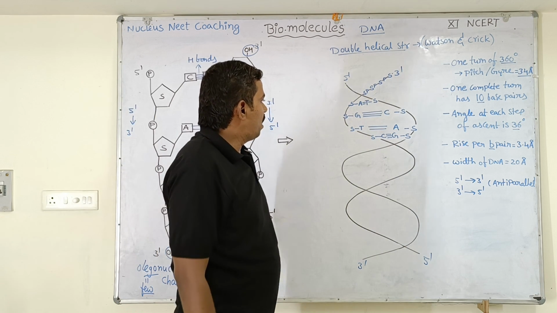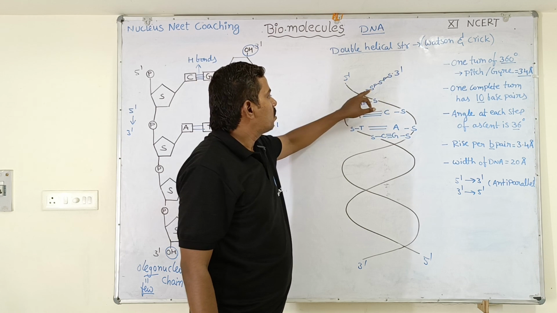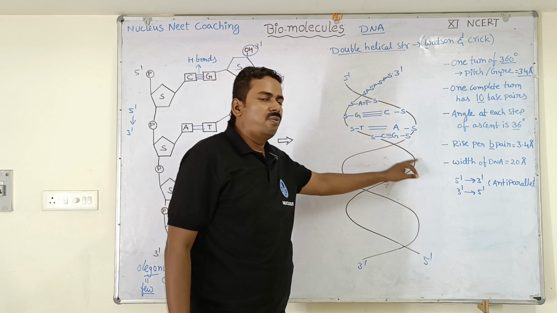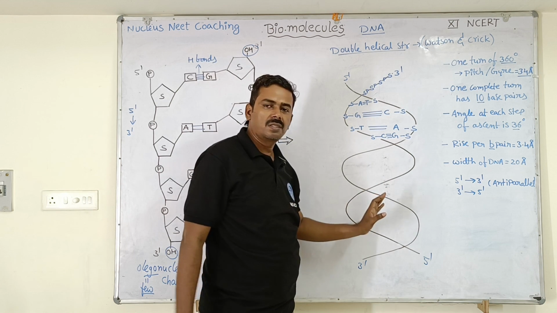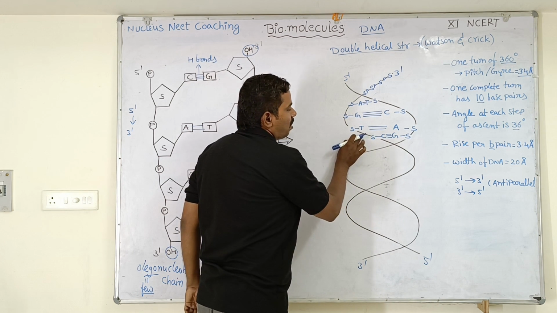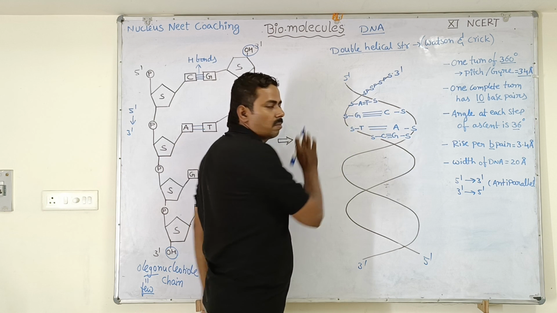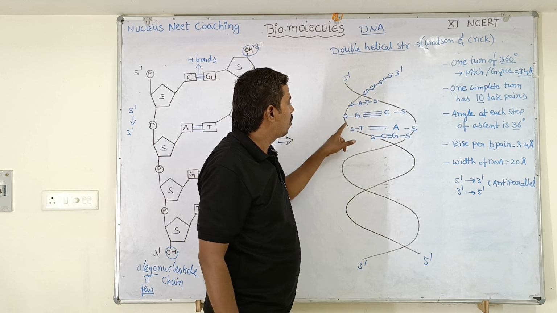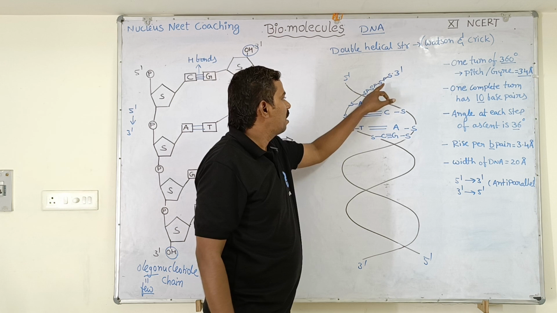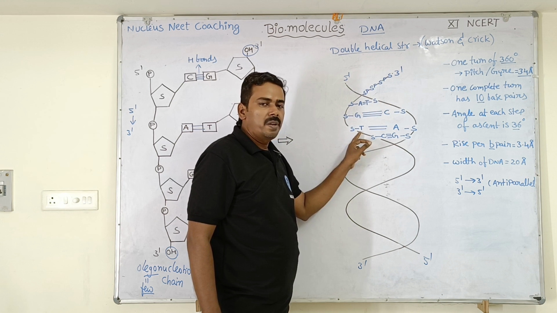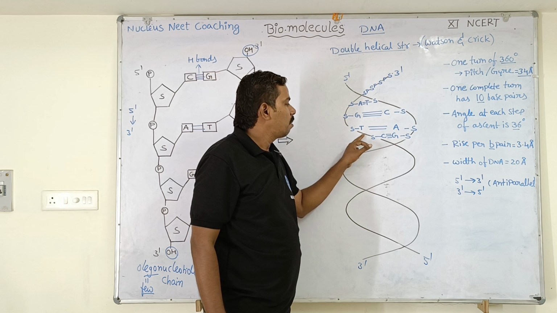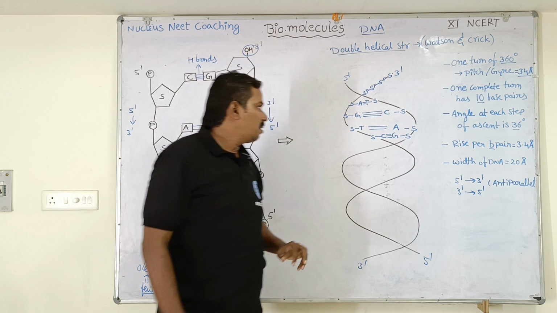Here the sugar and phosphates will form the backbone of the entire DNA structure on both the strands. I have not represented the phosphate groups, but you have to imagine that there will be phosphates here. Since it becomes more complicated if I draw phosphates, that's why I didn't represent them.